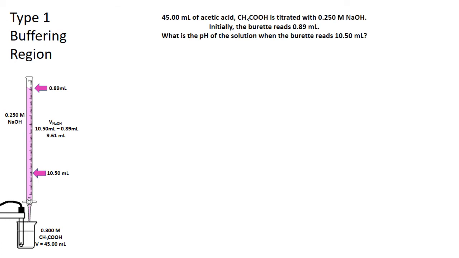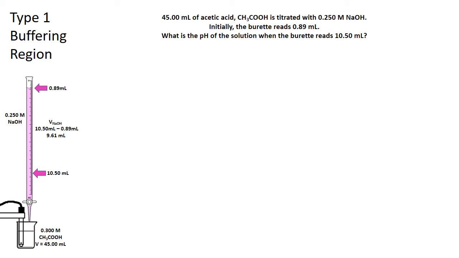In the preceding slide, we looked at the neutralization of acetic acid with sodium hydroxide. We used a neutralization reaction to determine how much of the acetic acid was left, how much acetate ion was produced, and then we looked at how the new volume of the solution, the combined volumes of the sodium hydroxide and the acetic acid, could be used to recalculate the concentrations of important species. That was the neutralization part of this type 1 buffering region calculation.